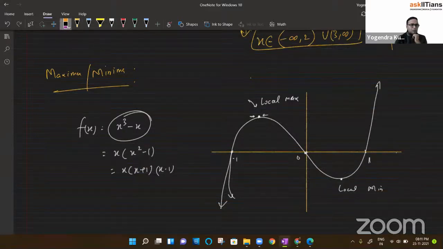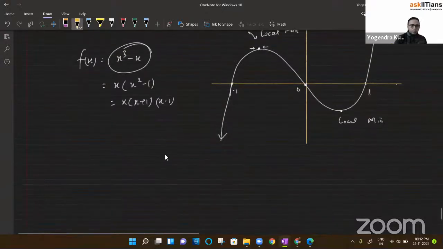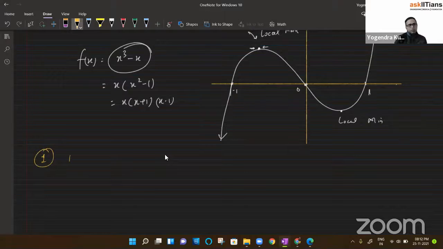Getting it, everyone? So there is a difference between local maximum, local minimum, and absolute maximum, or just what they call maximum value. So this is what you need to remember. Now there are two methods. First, the first derivative method, and then we have the double derivative method.